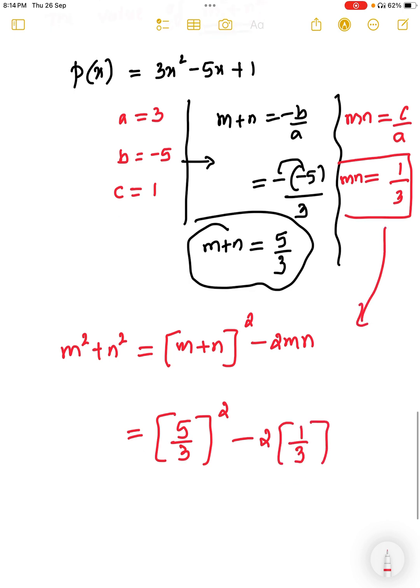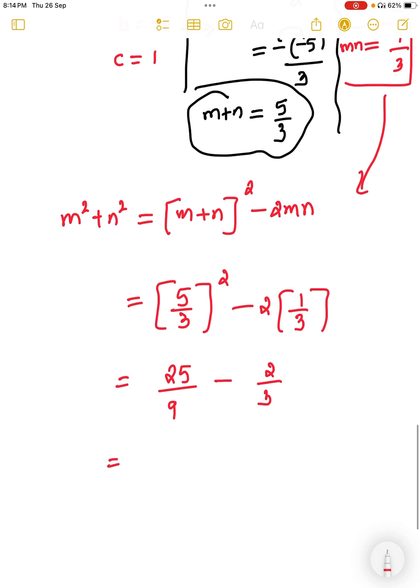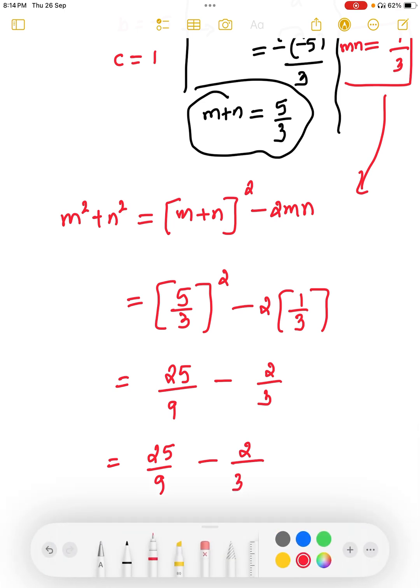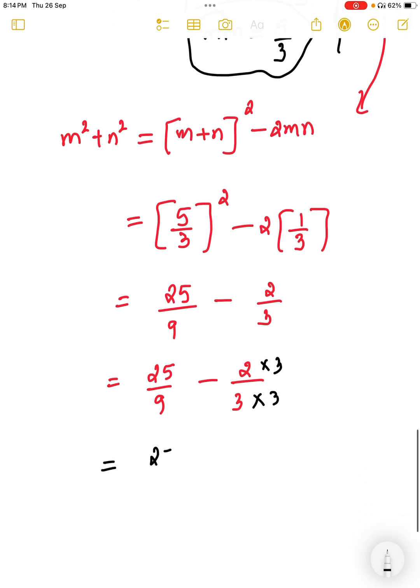Square of 5 is 25. Square of 3 is 9. This can be written as 2 by 3. Now we will make the denominators the same, by taking LCM, or directly I'll write. Here I'll multiply by 3, in the numerator also I'll multiply by 3. So what we get now? 25 by 9, and 2 times 3 is 6 by 3 times 3 is 9.